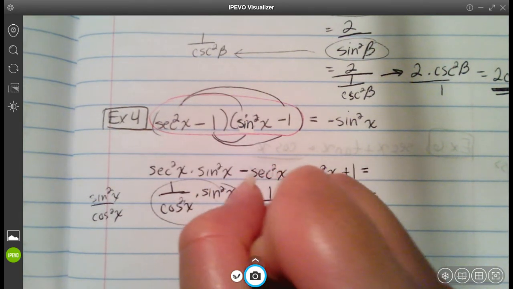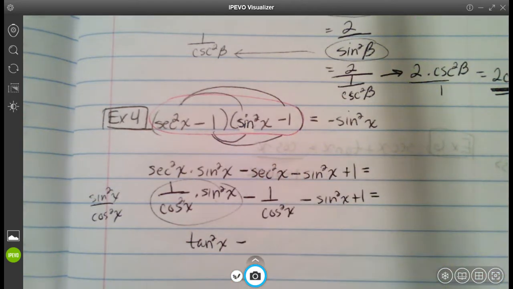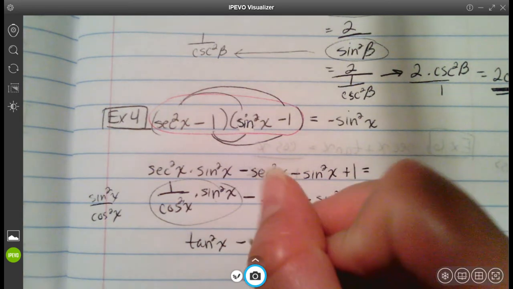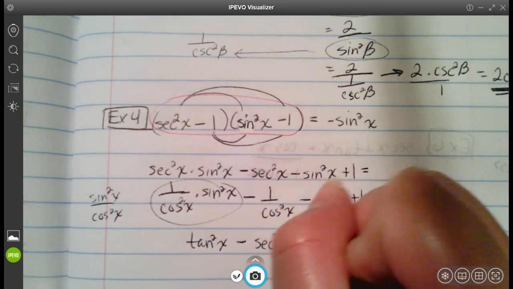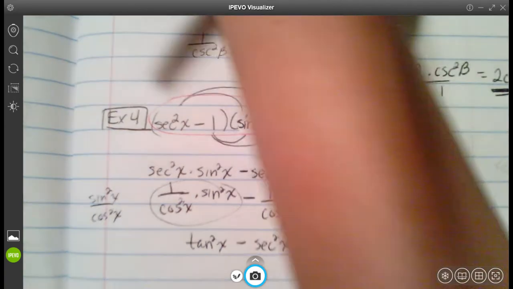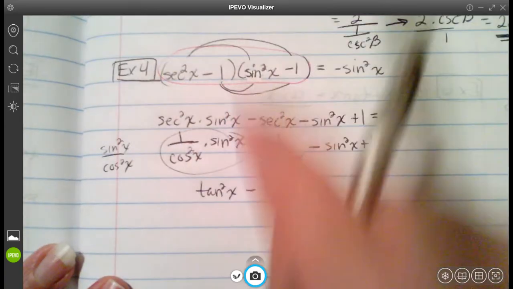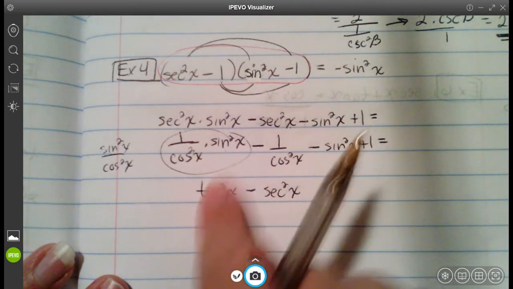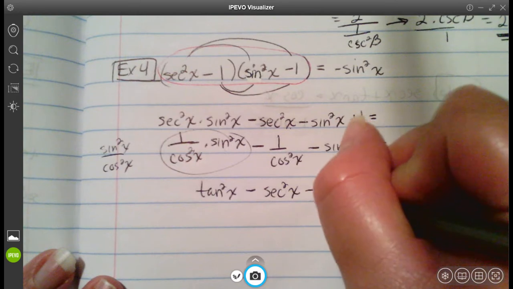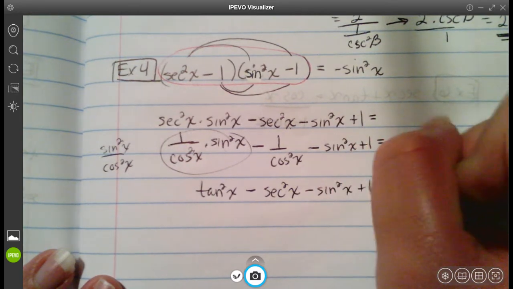So tangent squared of x, okay, minus, what else do we have here? 1 over cosine squared, well, that's not really going to help us. Let's change it back to a secant squared x. Okay, so I'm going backwards. I'm going back to this, okay? And I actually do know the other way to do this, but I want to see if we can work our way through this because sometimes there's more than one way to do something. So minus sine squared of x plus 1.